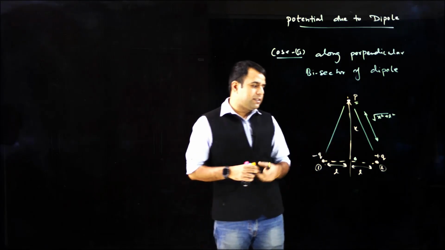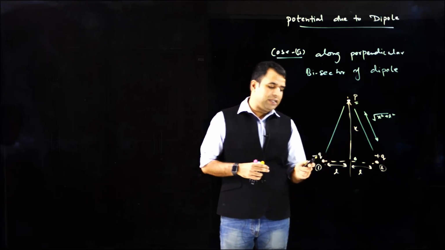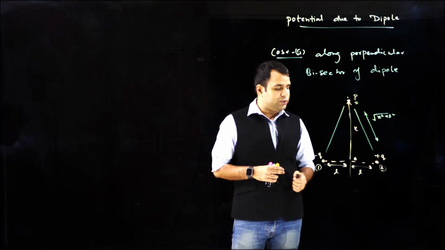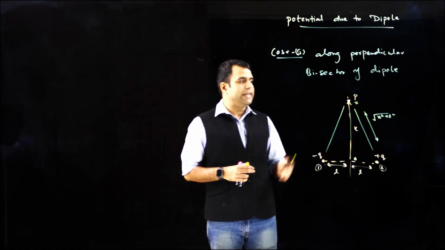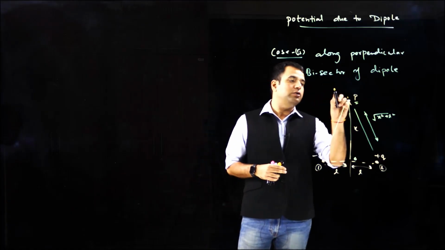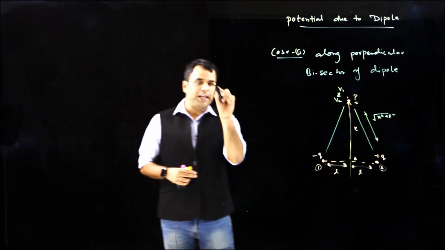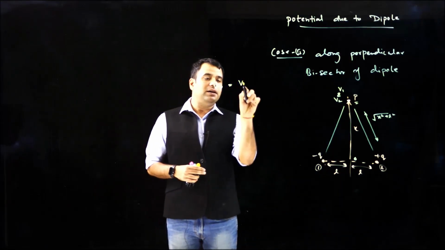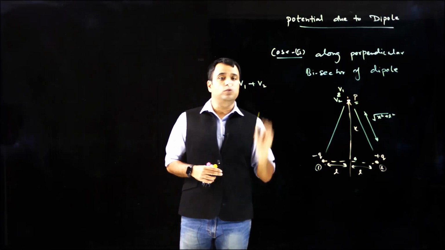There are two charges in the dipole, minus q and plus q. This charge I am calling 1 and this charge I am calling 2. So because of both of these charges, there will be potential at point P. I'll call those potentials V1 and V2. And the potential at point P will be the resultant algebraic sum of those two potentials.